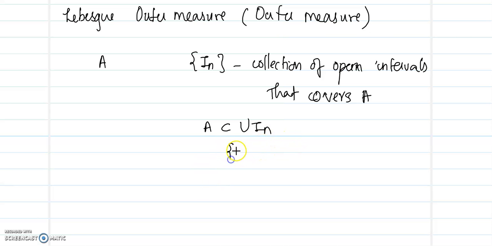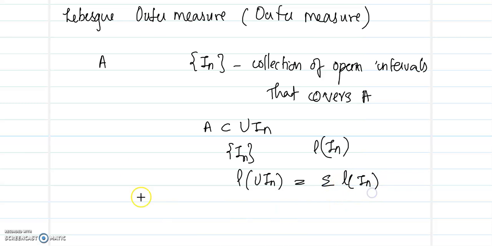Now this sequence I n is a collection of open intervals. So for each I n, its length is well defined. So L of I n is well defined. So L of the union of I n will be equal to summation L of I n. Now A is contained in the union of I n. So if you look at the measure of this set A, the length of A will be less than or equal to the length of this entire collection, because A is contained in the union of I n.